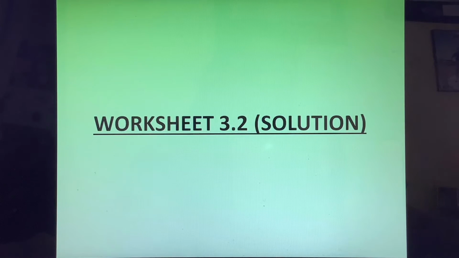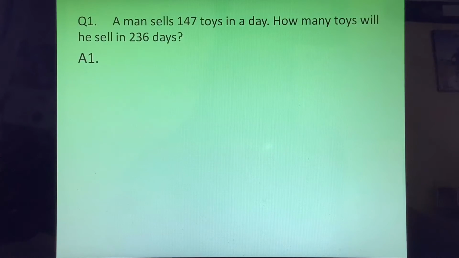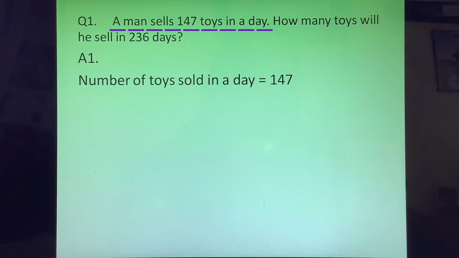Worksheet solutions. I hope you have all attempted the questions. Now let us look at the solutions. Question 1. A man sells 147 toys in a day. How many toys will he sell in 236 days? First bit of information, a man sells 147 toys in a day. So the statement will be: number of toys sold in a day is equal to 147.